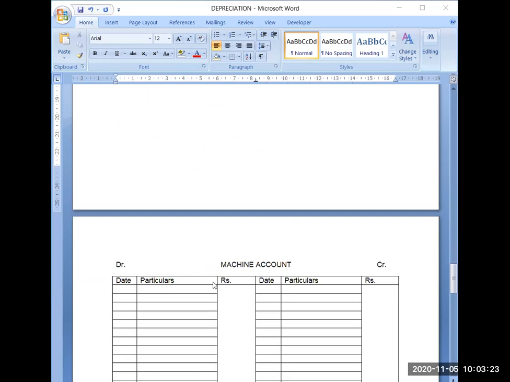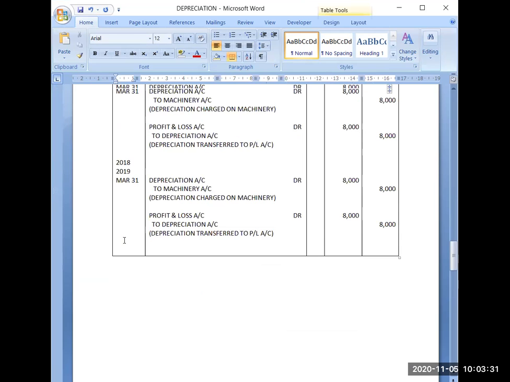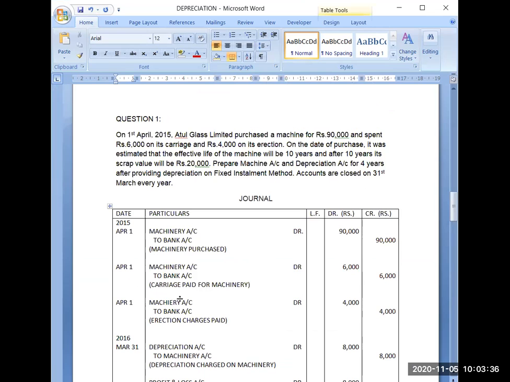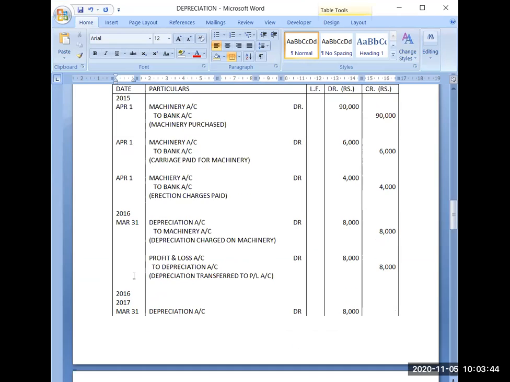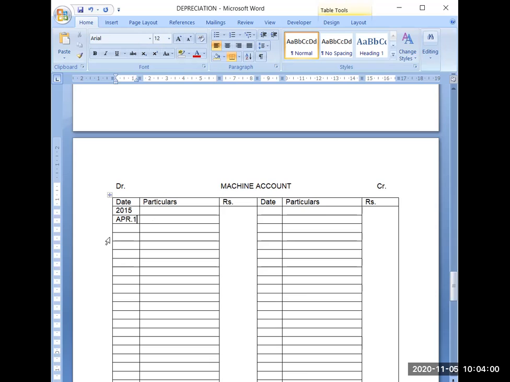Now we have to prepare the machinery account. So how to prepare it? Let's see. First, we will write the year. It's generally a ledger posting only. If you are clear about the ledger posting, then you will not face any trouble with that. The first year is 2015. So here I will write the year 2015, and here the date will be the date of purchase of the machine.